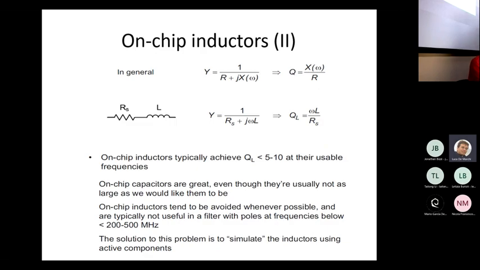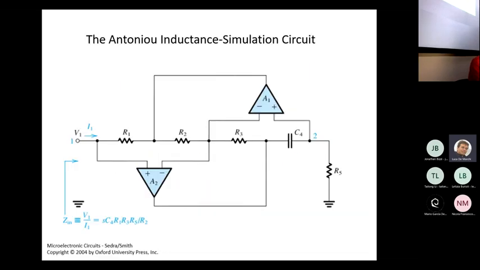Well, we can do it by exploiting the so-called Antoniou circuit. The Antoniou circuit is shown in this slide, and basically the idea is to emulate the behavior of the inductance with this combination of passive and active components, including the op-amps.